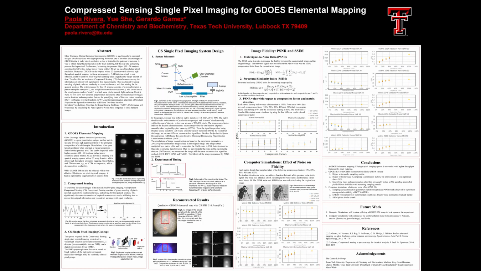In the future, we will work on computer simulations that can be done using a GDOES EM image to best represent the experiment. We will also test for different noise levels and noise types to compare Gaussian noise versus Poisson noise. We will also test different noise sources such as source noise.